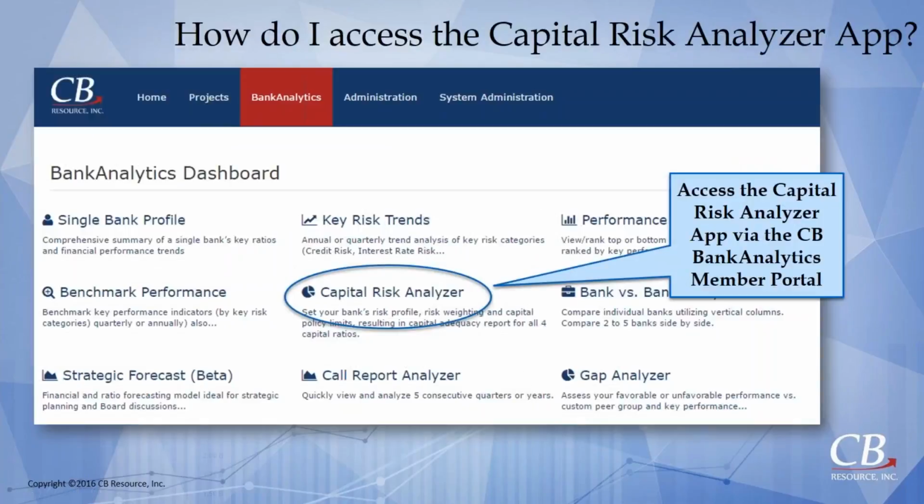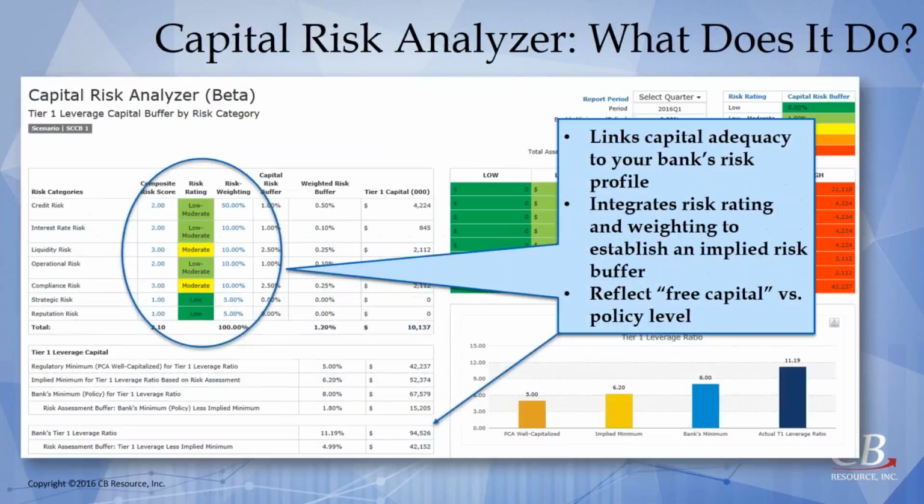And Capital Analyzer app is really designed to do a kind of a handful of things. Number one, it's a tool that links your capital adequacy to your bank's risk profile. Now, for those of you that are on the line, and I know some of you are my clients that are Fed member banks, FRB a while back has started asking for Fed member banks to somehow show a relationship between the bank's risk profile and their capital adequacy.